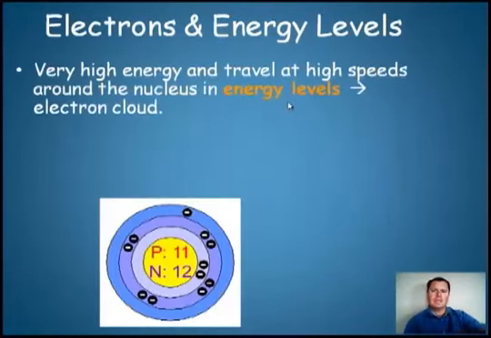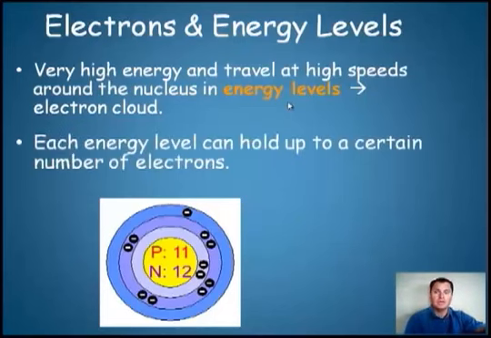What we see is that electrons have a very high energy and they travel around the nucleus at very high speed in what we call energy levels. This is that electron cloud. You'll hear the term orbitals. Okay? And each energy level or each orbital can hold up to a certain number of electrons.